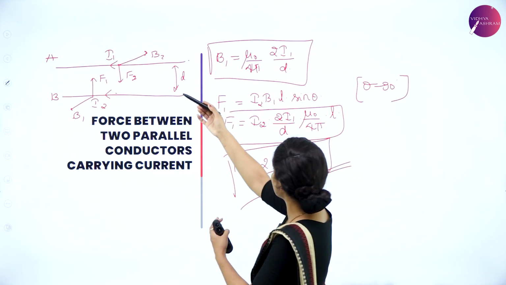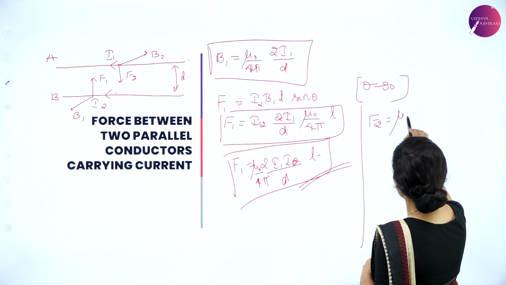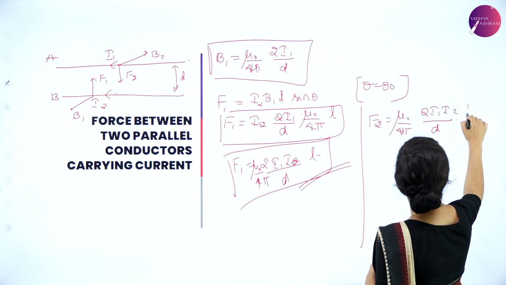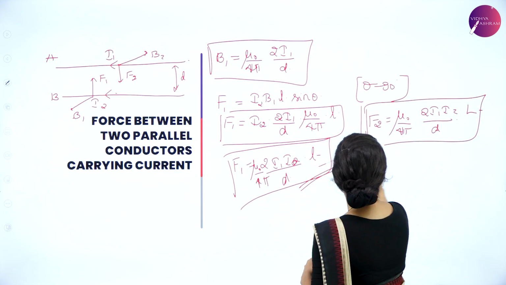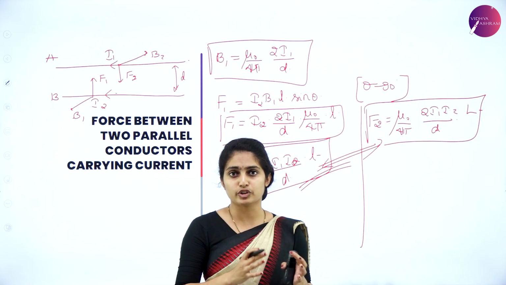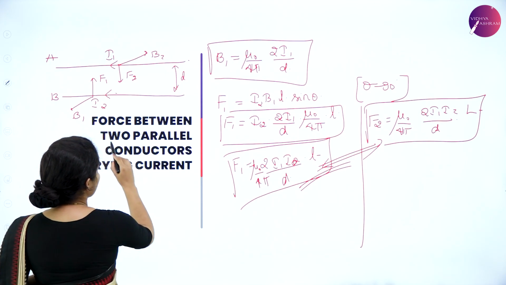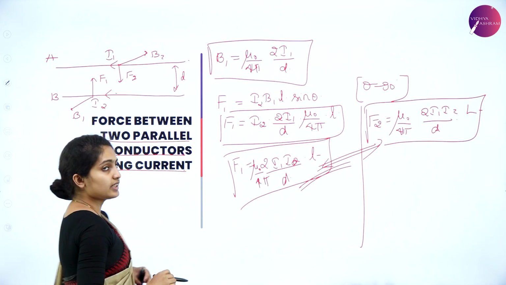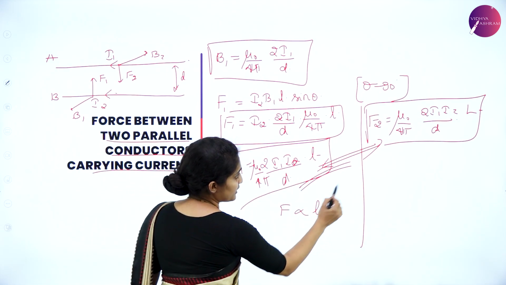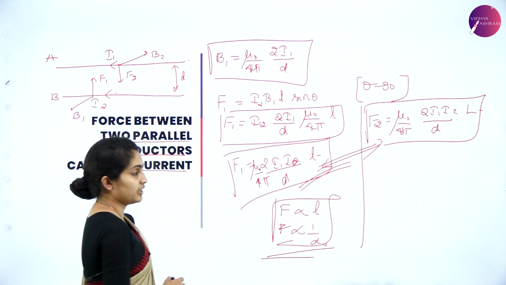Similarly, applying this to the other conductor, it happens in the same manner, and we get the F2 equation as mu naught by 4 pi into 2 I1 I2 divided by D into L. So both equations hold good for each other, because on each of the conductors the same concept of force is acting. So this equation is nothing but the force acting between two parallel conductors carrying current. From this we get the conclusion that the force is directly proportional to the length as well as the currents, and it is inversely proportional to the distance. So this is the final conclusion.